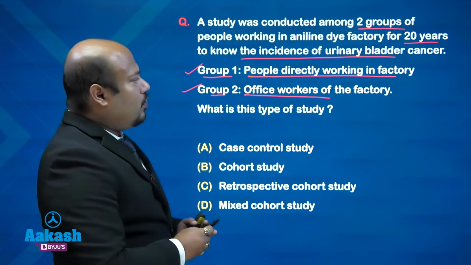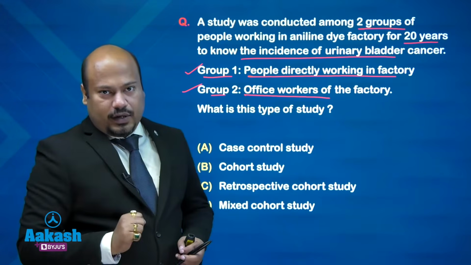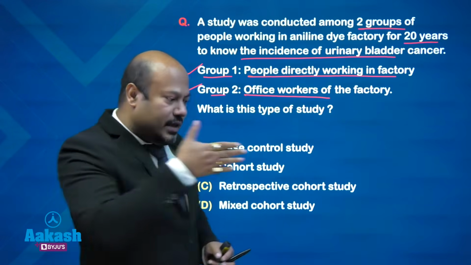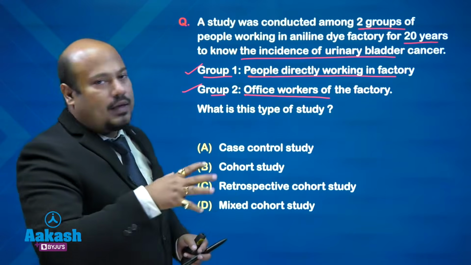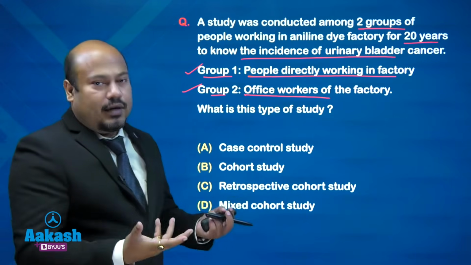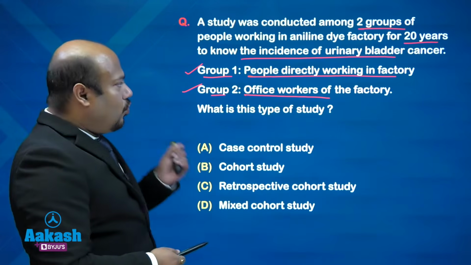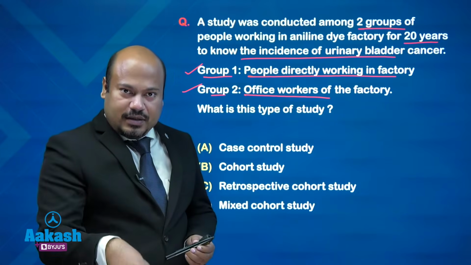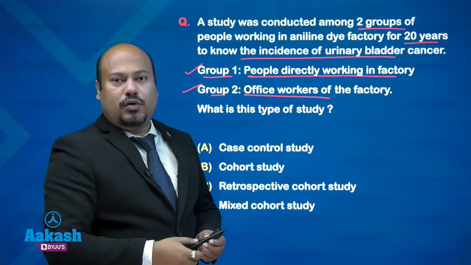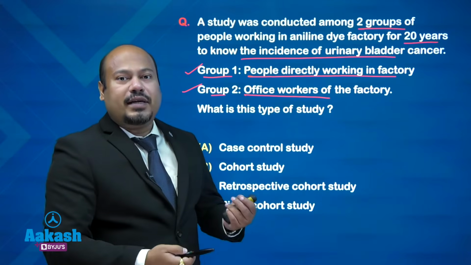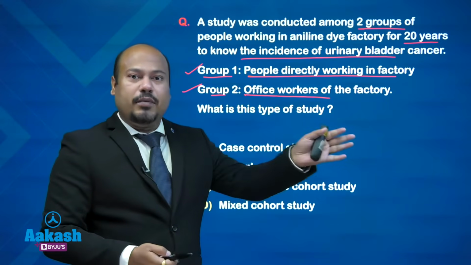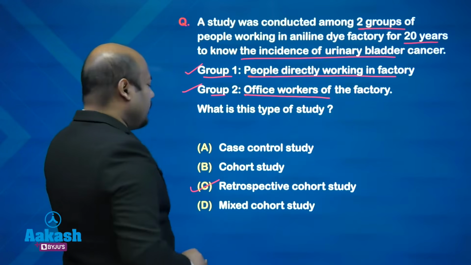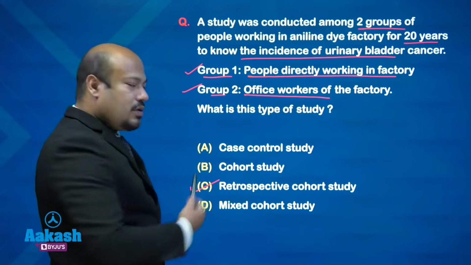So again, you have got 2 groups of workers. One is direct factory workers and one is office workers. You are going back 20 years, using the records of the factory to see who were exposed directly to aniline. And then you track them up to the present and see whether they have developed bladder cancer or not. So what do we call this? This will be an example of a retrospective cohort study. Retro means going back and then coming forward.